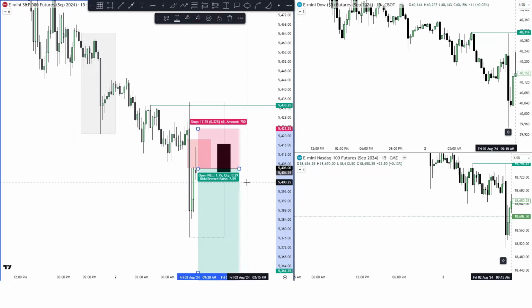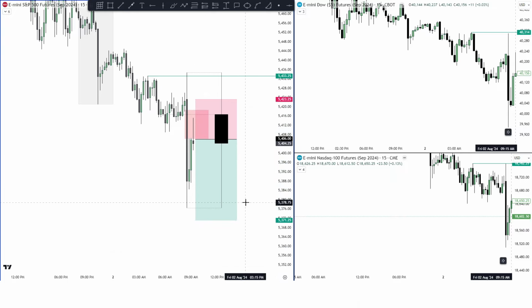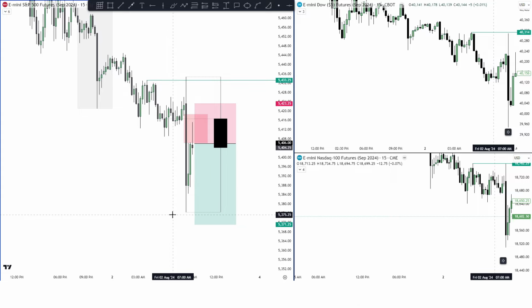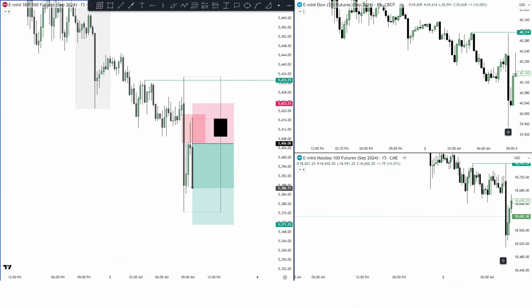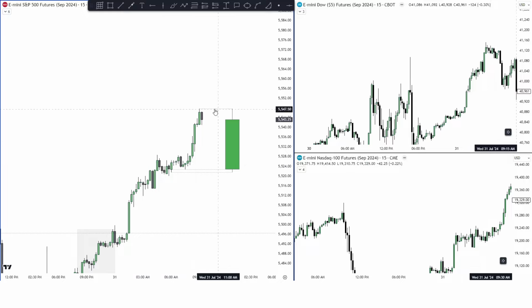Stop loss back above this high, targeting lower prices for at least a 2-to-1 R, back below this previous low, and essentially let's see what happens next. Price comes back up, taps us in, and then we see this massive drop to the downside, exactly as we said.